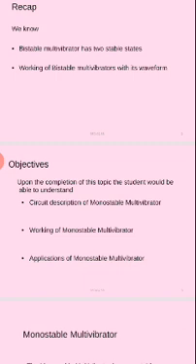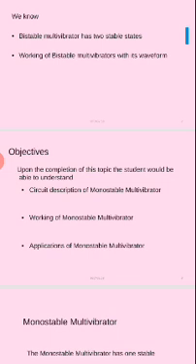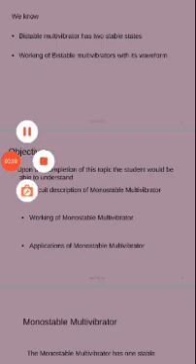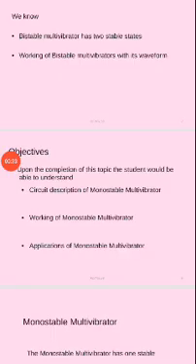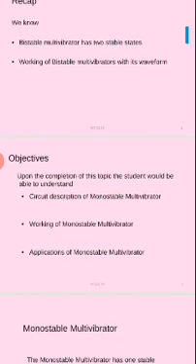In the last class, we discussed bistable multivibrator. The bistable multivibrator has two stable states. It has no quasi-stable state or semi-stable state. We discussed clearly about the bistable multivibrator, circuit diagrams, waveforms in the last class.